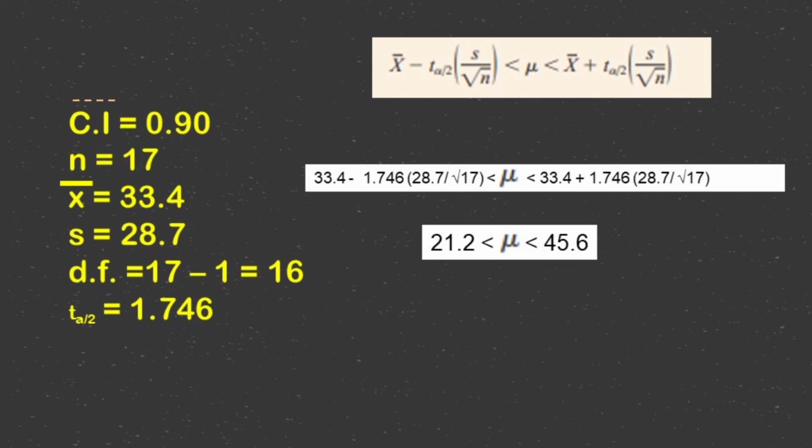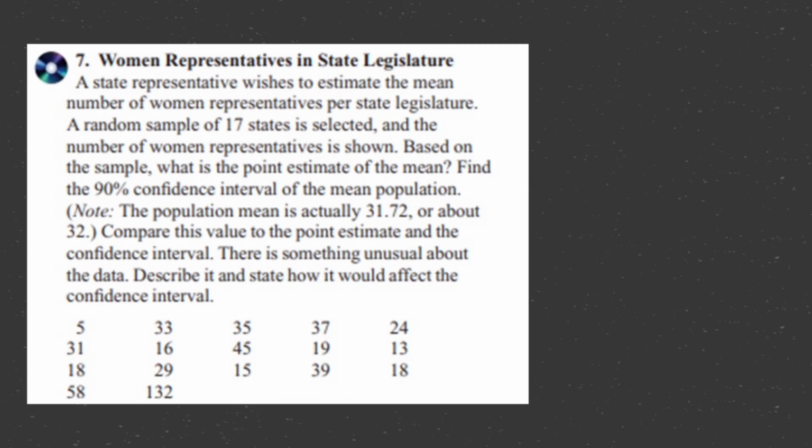Based on the data from the sample, the point estimate of the mean is 33.4, which is close to the actual population mean of 32. Notice that a mean of 32 is within the 90% confidence interval.